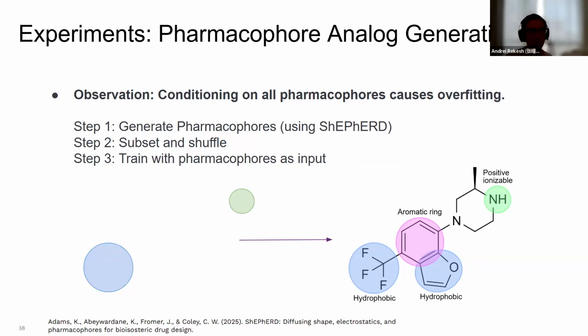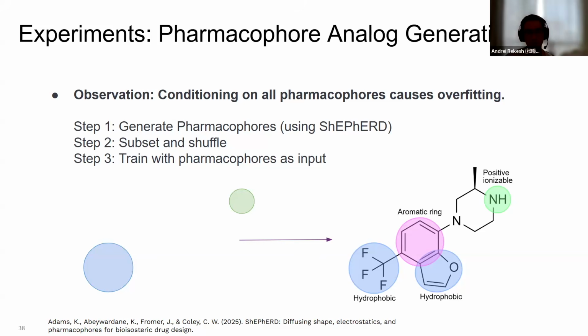We find that because our building block set is somewhat small, if we were to condition on all pharmacophores for every molecule in our training data set, and again, we generate these pharmacophores using Shepherd, which is a really cool paper that both provides a model and a set of tools for generating pharmacophores and visualizing them, if we condition on every pharmacophore for every molecule in our data set during training, we tend to overfit to that.